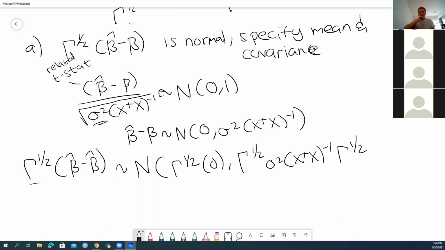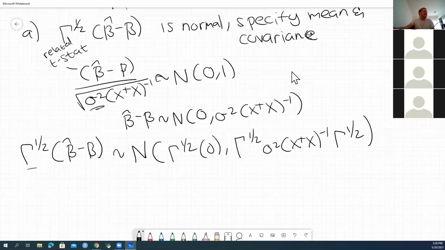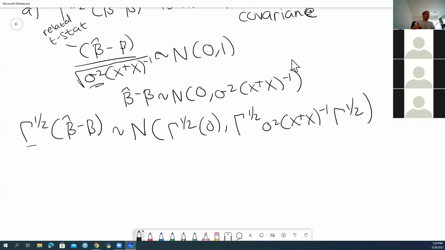Is it beta hat minus beta, or just beta hat minus? For what? Oh, you're right. Sorry, it's beta hat minus beta, not beta hat minus beta hat, that would just be 0. Yeah, that was a typo. So gamma 1/2 times beta hat minus beta is normal, and the mean is 0.